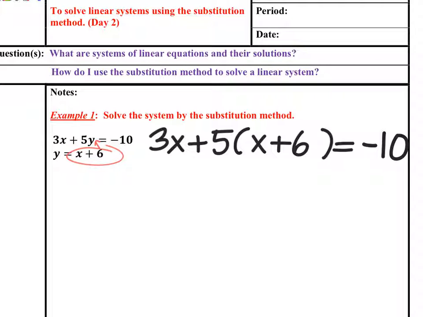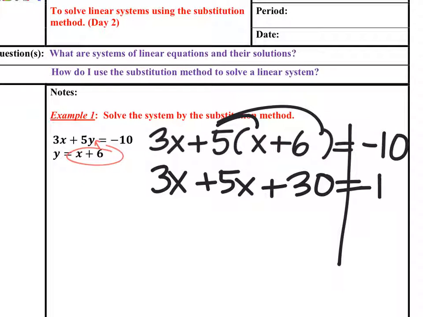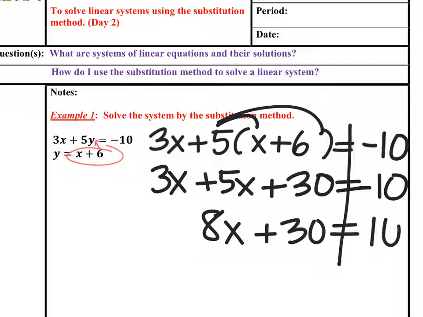Looking at that now, is that an equation you can solve? Yeah, because it's only got one variable. It's got x, and you can solve for x. So go ahead and solve for x. In case you forgot, make sure you distribute, combine like terms, and then solve. 5x plus 30 is equal to negative 10. So that's 8x plus 30. Like terms. And then keep solving from there.